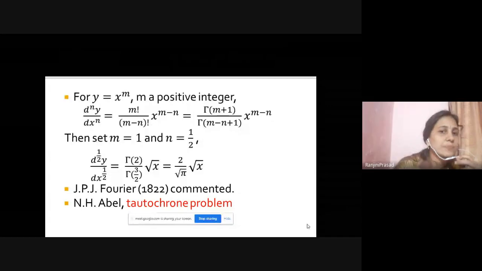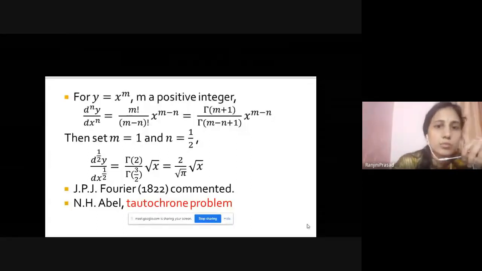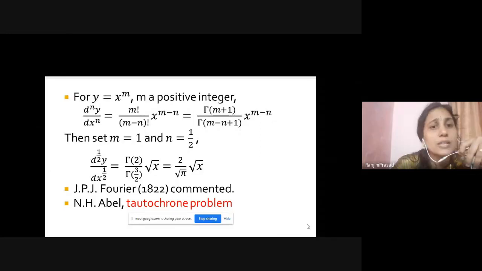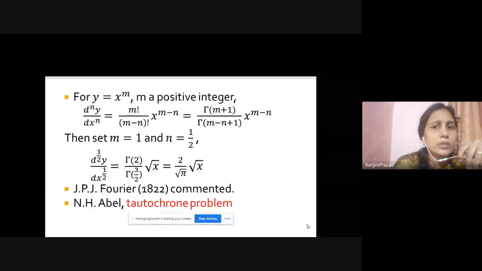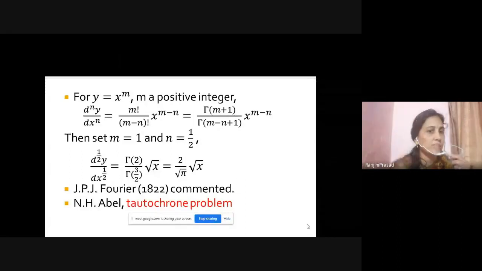So if you solve that, gamma 3 by 2 is nothing but 1 by 2 into gamma 1 by 2. That 2 you can bring to the numerator, and gamma half is root pi, so 2 by root pi into root x. So this is the expression for d power 1 by 2 y by dx power 1 by 2. Is it clear? Like that, you can set more than half, that is, you can take n is equal to 3 by 2 or n is equal to 5 by 2, any number you can substitute there. You can substitute any value for m also. Like that you can find d power 1 by 2, d power 3 by 2, the derivative of the function x power m.